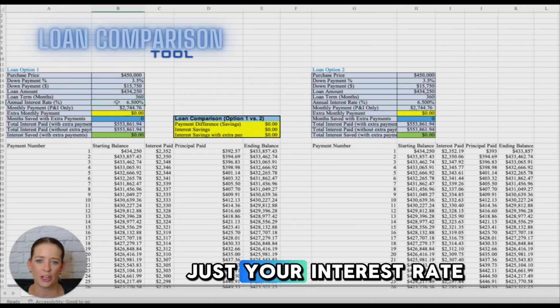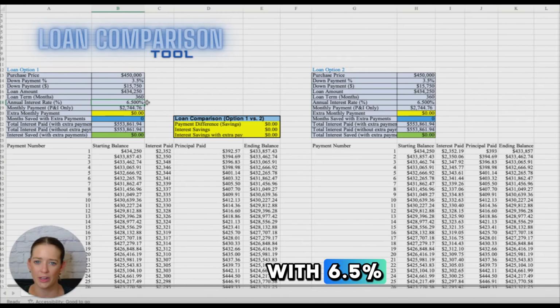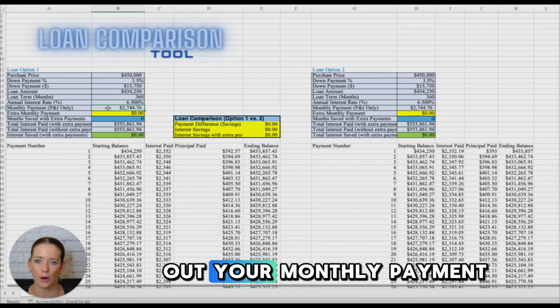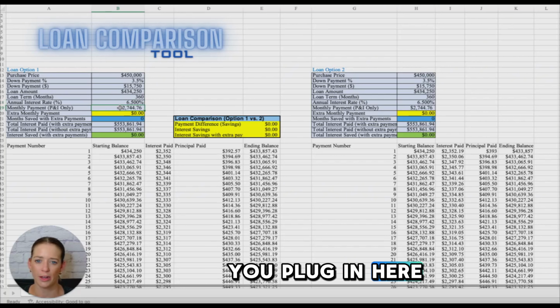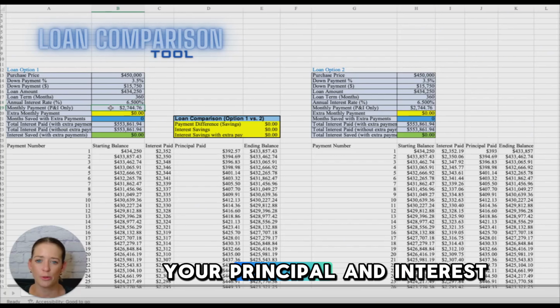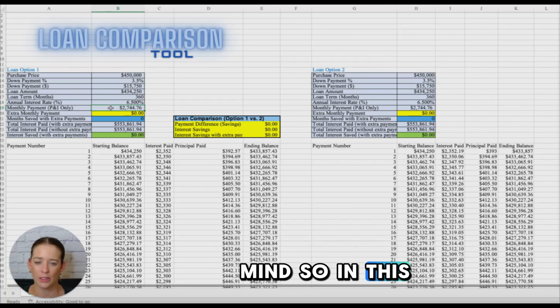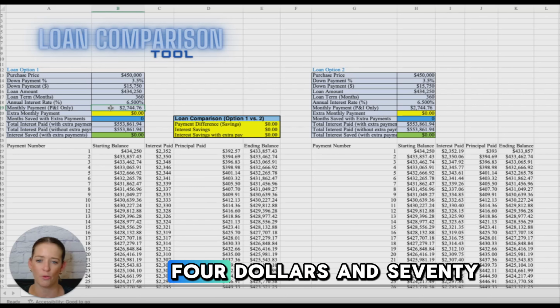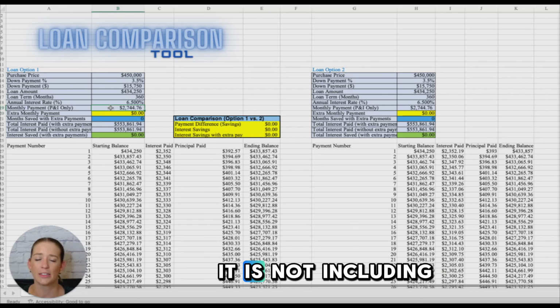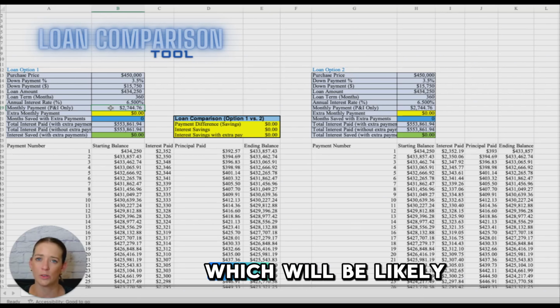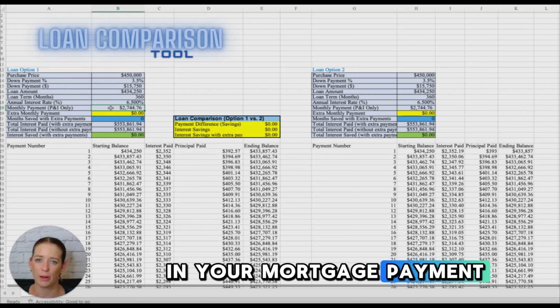This box here is just your interest rate, so we're going to go with 6.5%. And this will spit out your monthly payment based on the terms you plug in here. So this is just your principal and interest, so keep that in mind. So in this scenario, it's going to be $2,744.76.